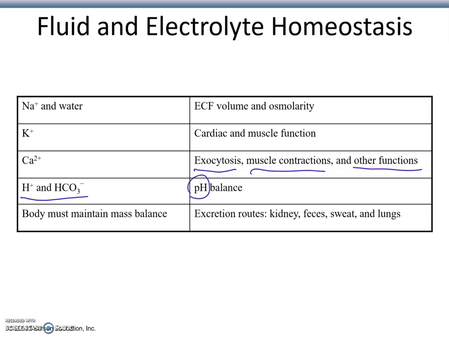The body must maintain mass balance. That means, in other words, input has to be equal to output. So whatever you drink and or the fluids that you take in, that's the most you can get rid of. So you have to balance what the kidneys get rid of, your fecal material, sweating, the lungs exhaling water vapor. So all of that has to be balanced so that you end up with an input equal output kind of balance.